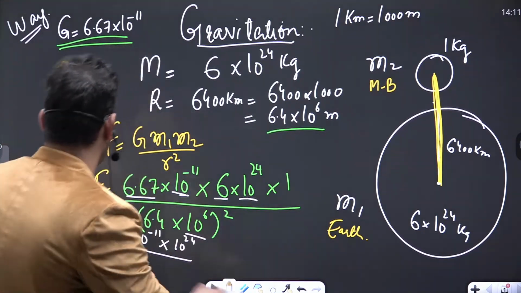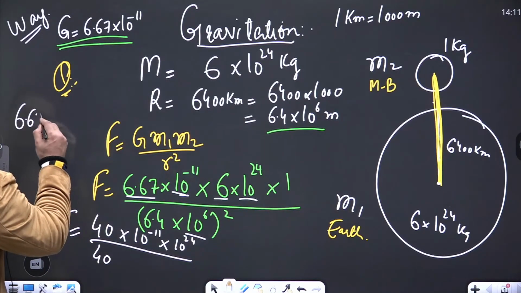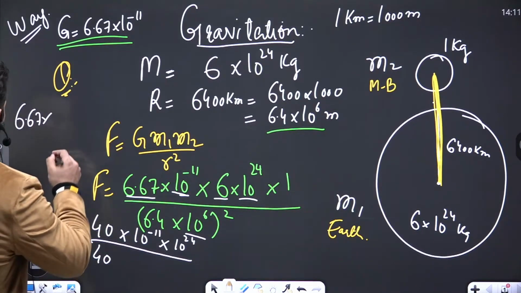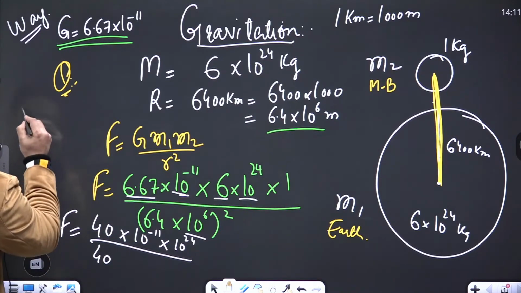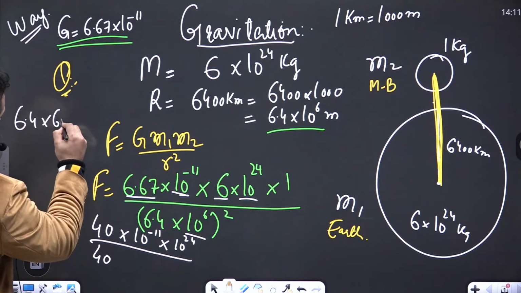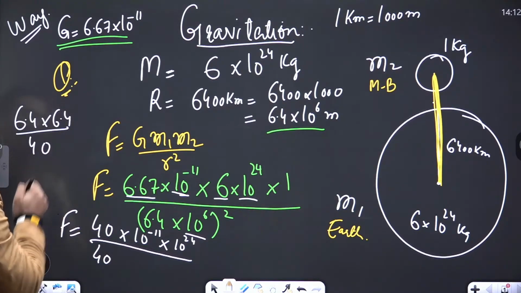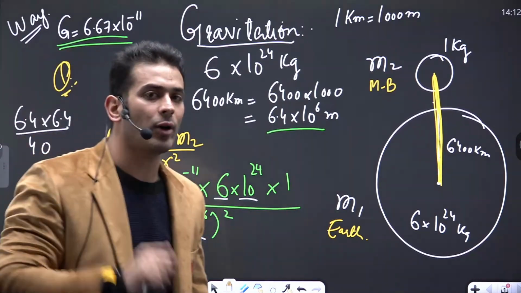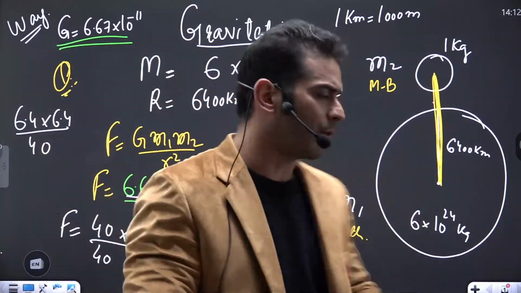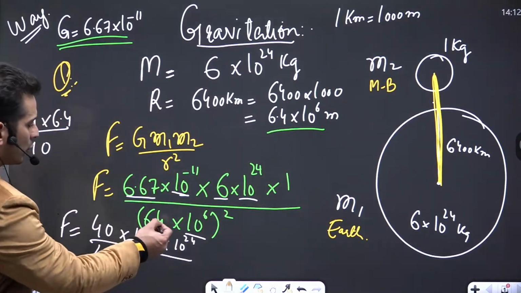The distance 6.67 into 6.4 into 6.4. This will nearly come around 40. For the sake of calculation, take it also as 40. Fine, beta? You squared this term.